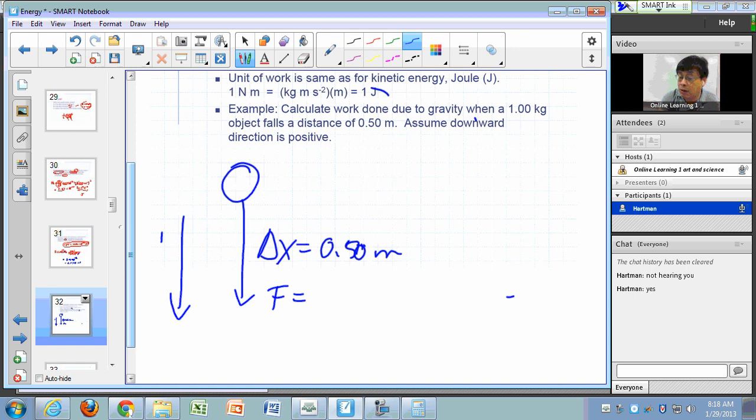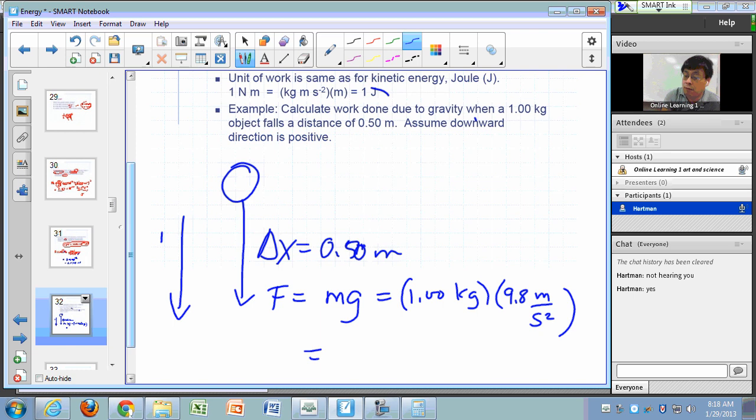What's the force due to gravity? What's it called? The weight of the object. So mass times acceleration due to gravity. The mass here is 1.00 kilogram. Acceleration due to gravity is 9.8 meters per second squared. So the force on this object is 9.8 joules. I'm sorry, 9.8 newtons. Kilogram meters per second squared. So that's 9.8 newtons.